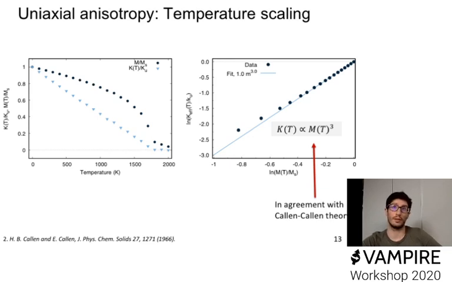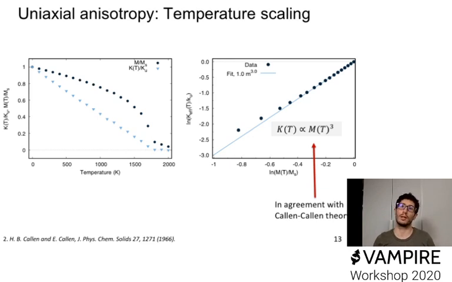But the interesting thing then, if you do this, is that you can extract the scaling between the anisotropy and the magnetization. So on the right hand side, you can see the graph where I plot the logarithm of the anisotropy normalized by the 0 Kelvin value with respect to the logarithm of the magnetization, again normalized by the 0 Kelvin value. And what you can do is then obtain a linear relationship which you can fit, and this will give you ideally an exponent which relates the temperature dependence of the anisotropy with that of the magnetization.